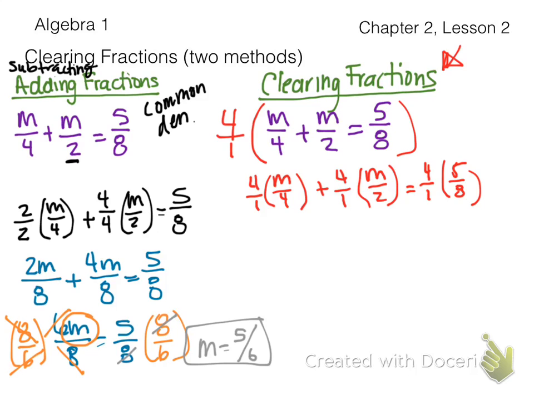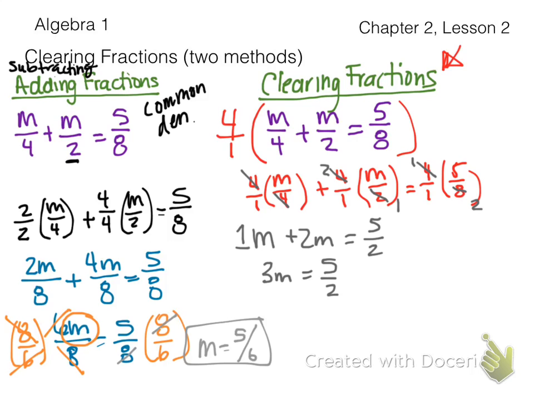And now we can simplify before we multiply, because basically everything's going to clear itself out. 4 over 4 cancels out, leaving me just m. This leaves me with 2m. And this is going to leave me with 4 goes into itself once, goes into 8 twice, 5 over 2. Okay? Well, there's an invisible 1 here, which is going to give me 3m is equal to 5 over 2. I'm going to divide by 3, divide by 3.